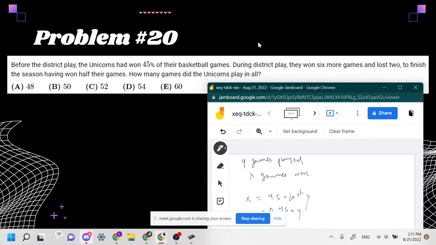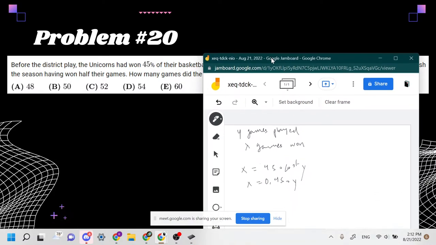During the district play, we're given two more pieces of information. They won six more games and lost two. And we want to find how many games they played in all. We're also given something very important here: in the end, they won half of their games. So we can rewrite x is equal to 0.45 times y as x over y is equal to 0.45.